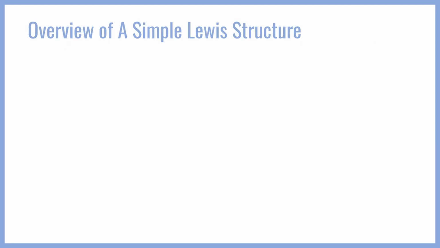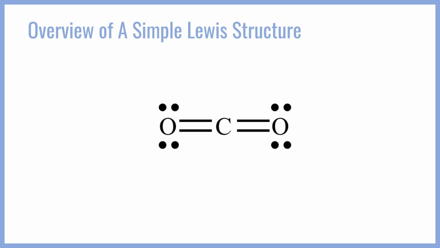A Lewis dot structure is a diagram which contains information regarding the connectivity of different atoms within a molecule, the number of bonds present, lone pairs, and of course, what atoms are actually present inside of a given molecule. A Lewis dot structure might look something like this, which represents the Lewis structure for carbon dioxide, or CO2. As you can see, the molecular formula, CO2, is clearly represented with one carbon and two oxygen atoms, and the bonds and lone pairs are also indicated.